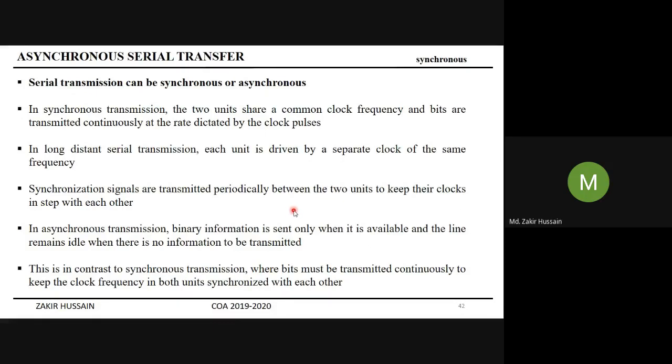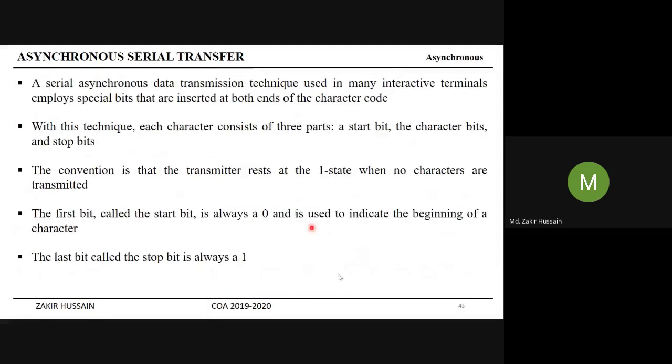We'll proceed. So, serial asynchronous data transmission. We have seen a serial may be asynchronous as well as synchronous. This we have demonstrated in the paint software. The serial asynchronous data transmission technique used in many interactive terminals employs special bits that are inserted at both ends of the character code.